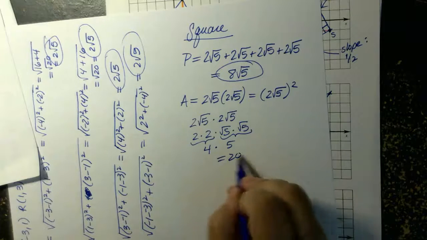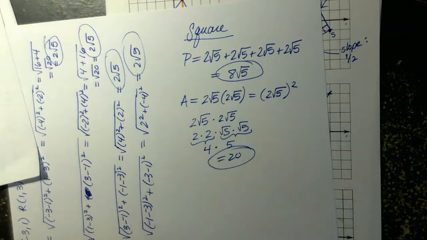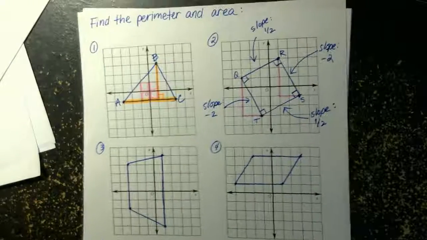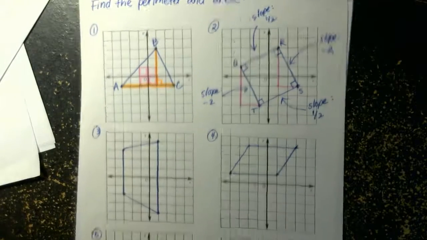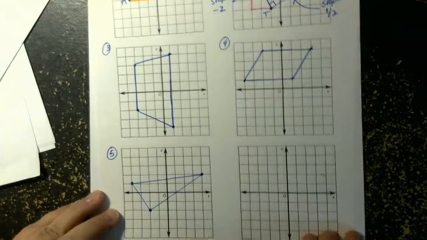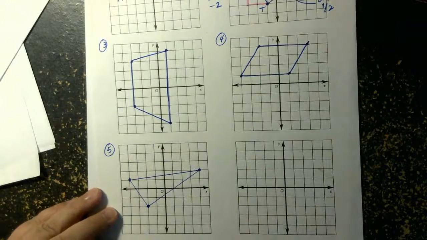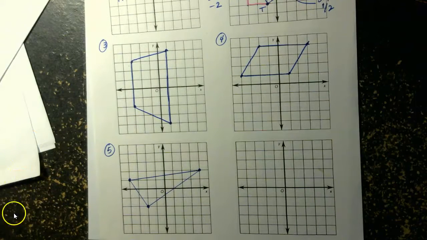Okay, so that means we have the area of our square and the perimeter of our square, so we are done with that problem. And since we are already 26 minutes in, I'm going to go ahead and call it for this video, and I'm going to do these other 3 figures in a separate video that you can watch or not watch, your choice.